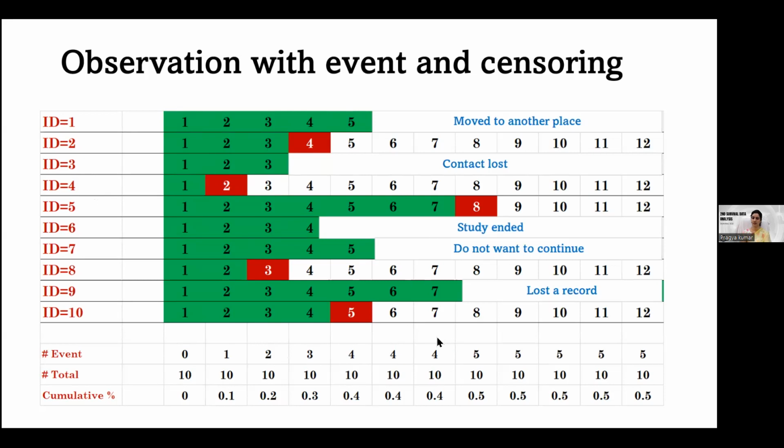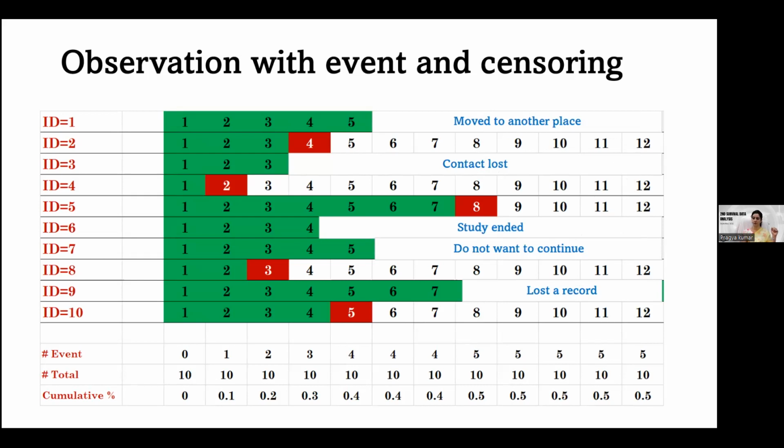In the 7th, there is none. So this is 4 and 4. In the 8th, you can see that 1, 2, 3 moved to another place, sorry, and they were lost to follow-up. So there's again 1. If you see the cumulative, only 1 is added, and this 5 will be there till the end because no event occurred. You can see that there are 1, 2, 3, 4, 5 people who were lost to follow-up, and the rest of the people did not have any event.